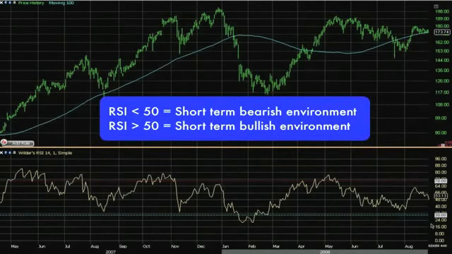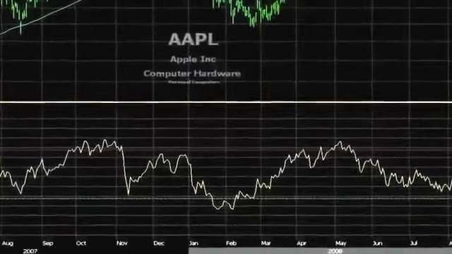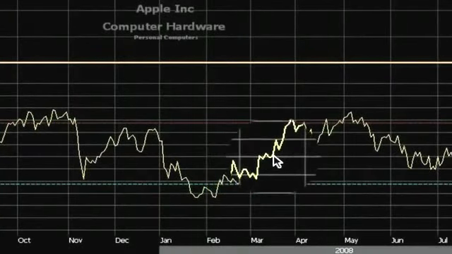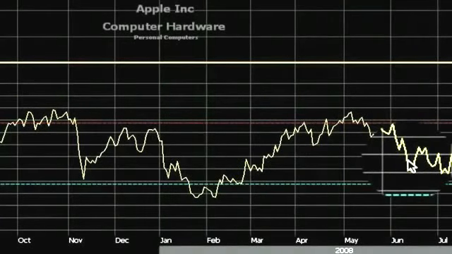When RSI is underneath 50, it tells us that the recent average losses are bigger than the recent average gains. So the stock is in a short-term bearish environment. When RSI is above 50, it tells us that the recent average gains are bigger than the recent average losses. So the stock is in a short-term bullish environment. Probably the most used technique is a crossover of 50. When RSI climbs here and crosses through 50, that could be an entry signal. Or when it crosses down through 50, it could be a short signal.